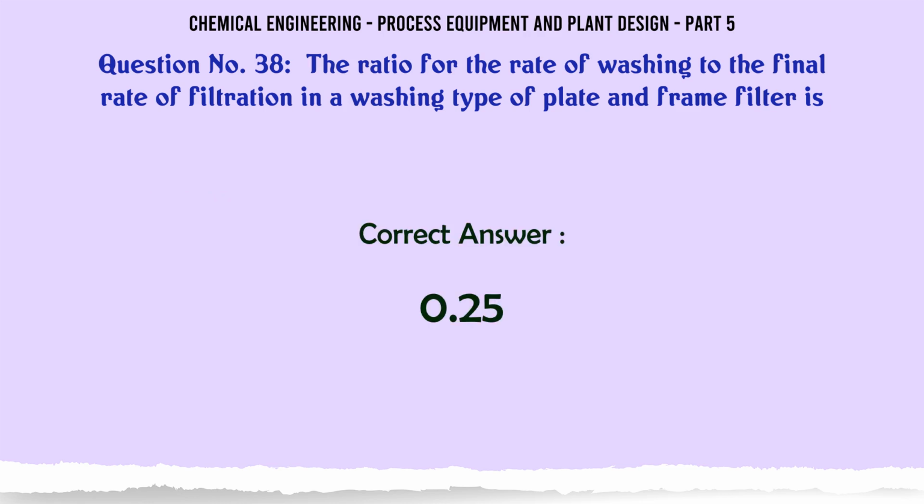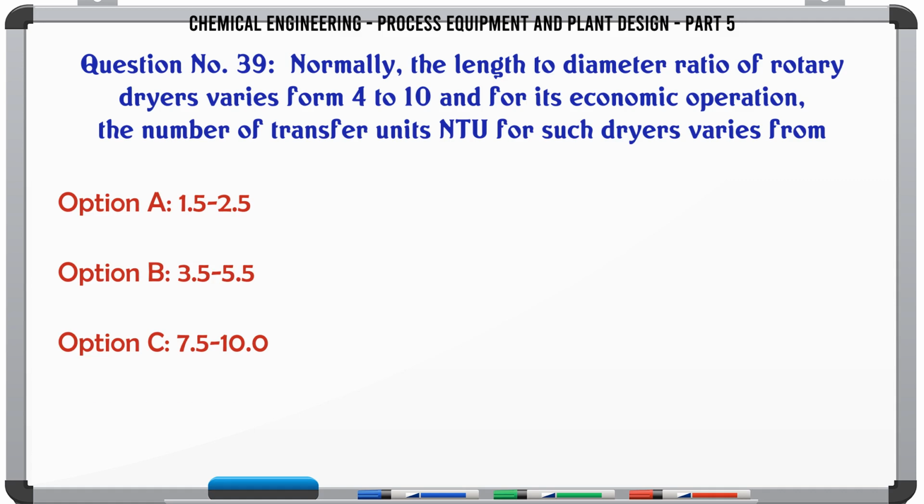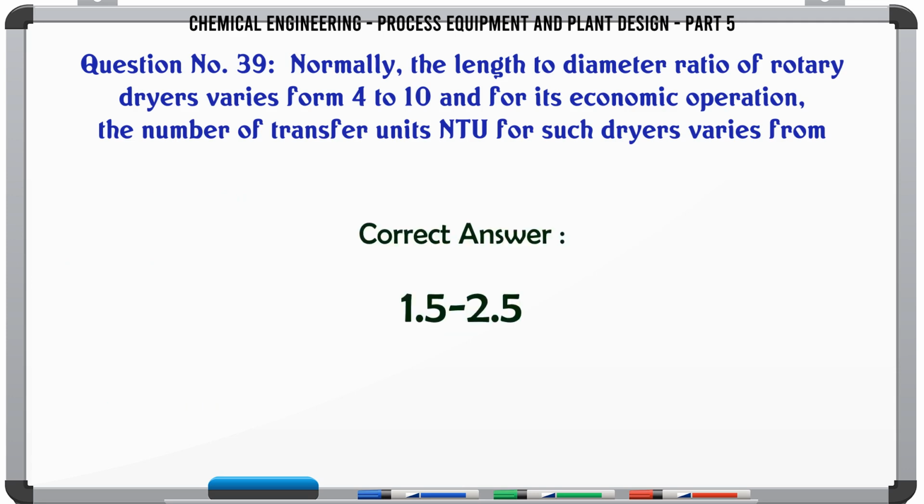0.25. Normally the length to diameter ratio of rotary dryers varies from 4 to 10, and for its economic operation the number of transfer units NTU for such dryers varies from A. 1.5-2.5, B. 3.5, C. 7.5-10.0, D. 10-15. The correct answer is 1.5-2.5.